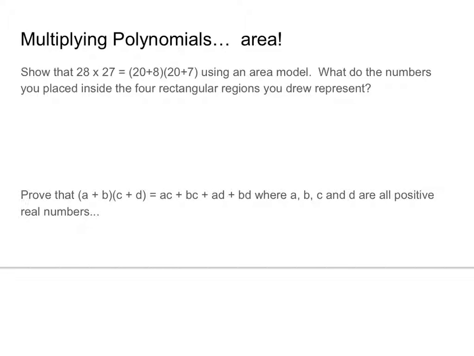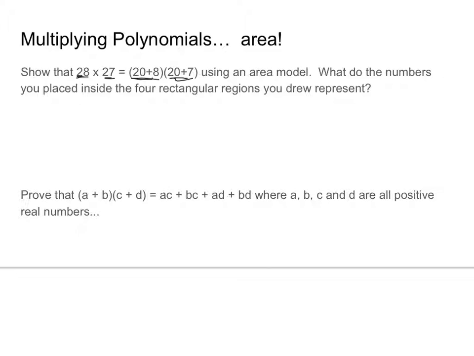So if we were to discuss multiplying 28 times 27, we could do that. We get the calculator out, we could do some multiplication, multi-step, carrying numbers, or we can use what's called an area model. So we would split it up: 28 is the same as 20 plus 8, and 27 is the same as 20 plus 7.